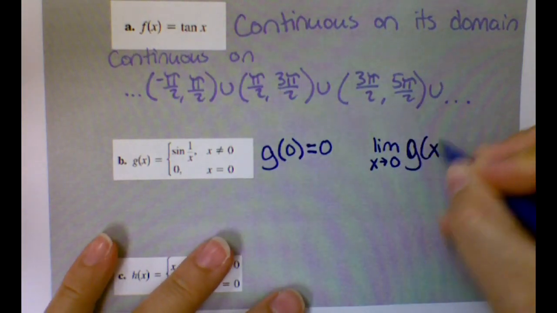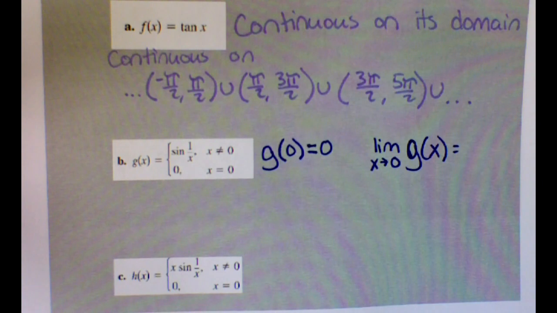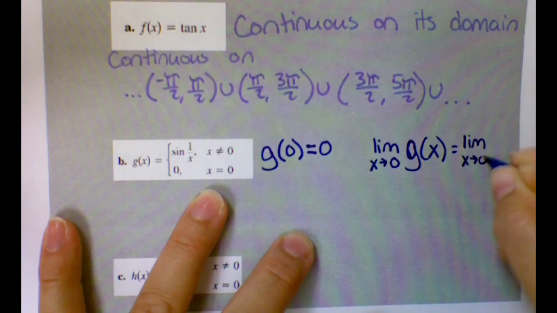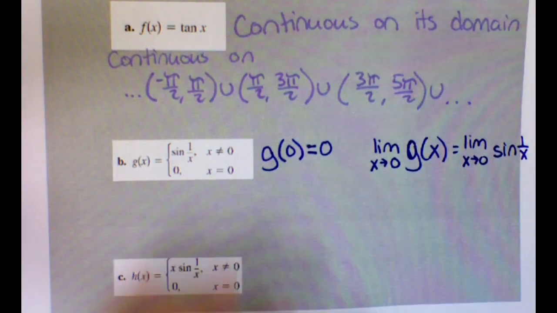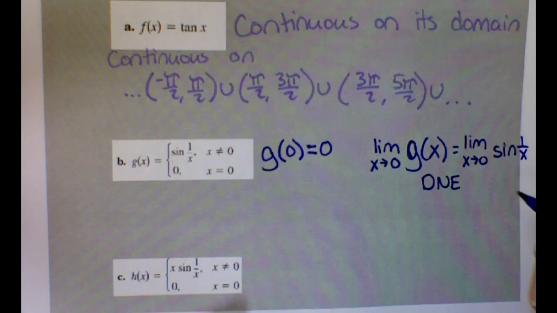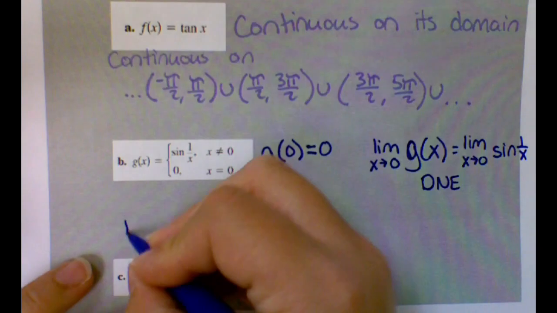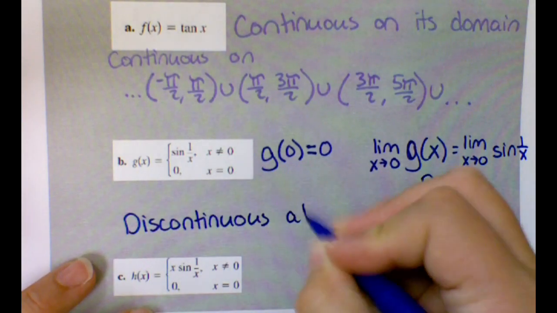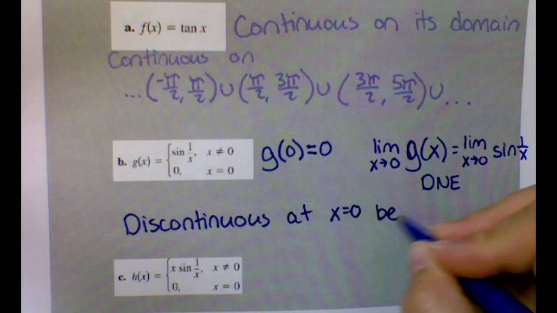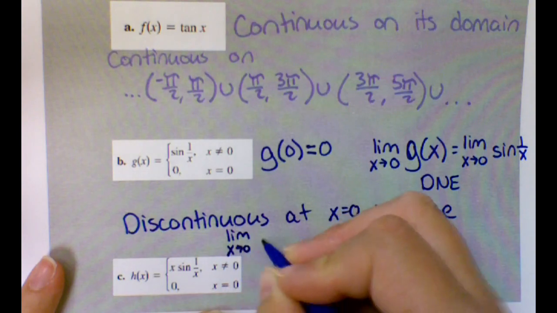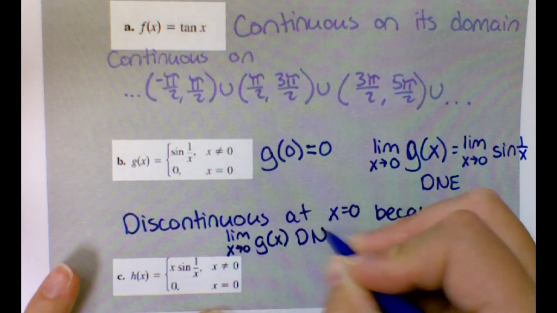G of x. Limit as x approaches 0 of g of x. Well, that's everywhere. That's the sine of 1 over x. And in a previous lesson, we talked about how the sine of 1 over x, that limit does not exist. So this is not continuous because the limit fails to exist. We have discontinuity at x equals 0 because the limit as x approaches 0 of g of x does not exist.